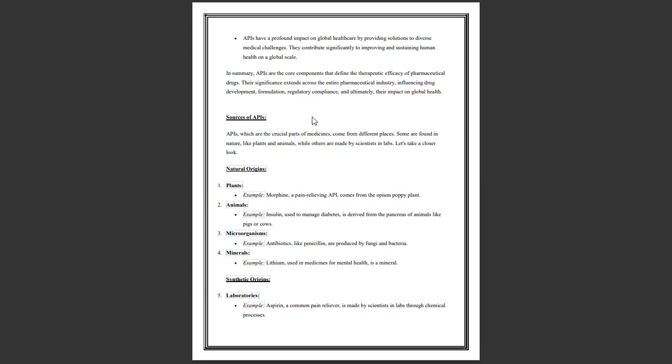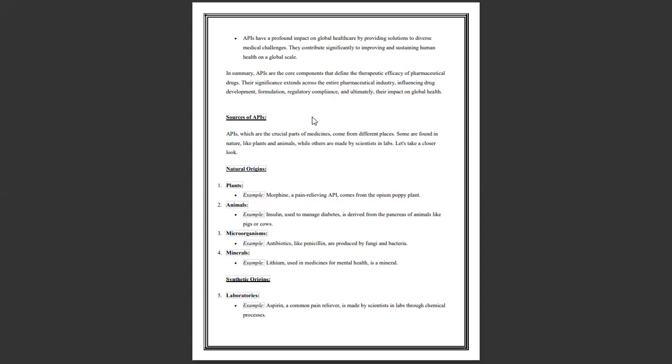Now, I will explain the sources of APIs. APIs, which are the crucial parts of medicines, come from different places. Some are found in nature, like plants and animals, while others are made by scientists in labs. Let's take a closer look.